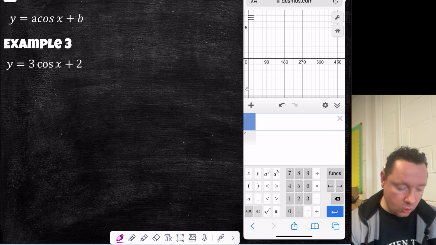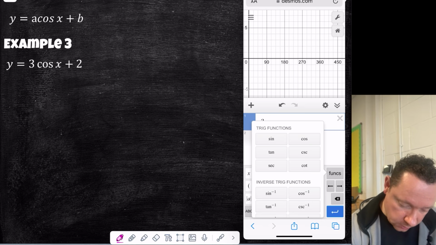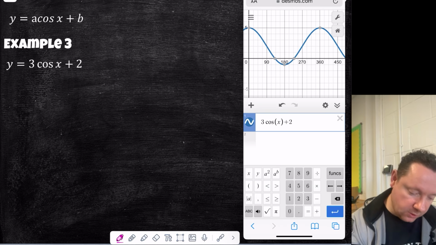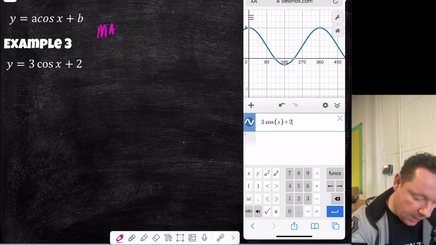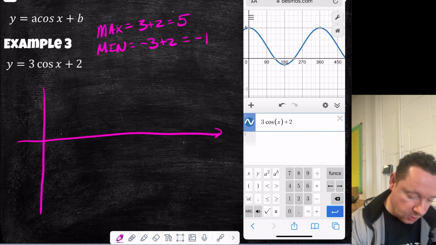To switch this up, let's do a cos one. So 3 cos x plus 2. There we go, we can see it there, but let's just get it ourselves. So our max, well, the amplitude is 3, so it's 3 plus 2 is 5. And our min, well, the amplitude is 3, so it's -3 plus 2, which is -1. Period is still 360 because it's just cos x.